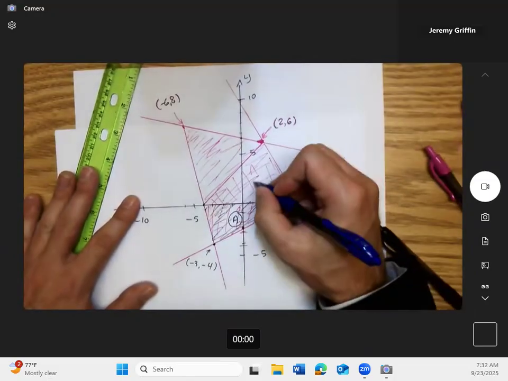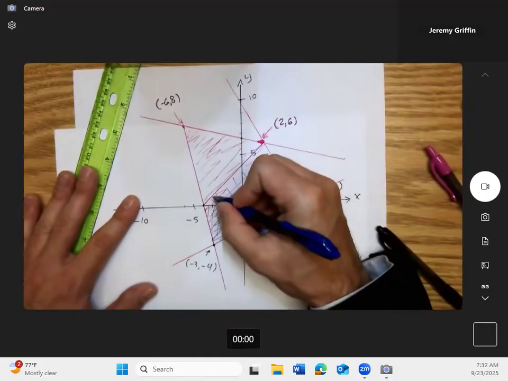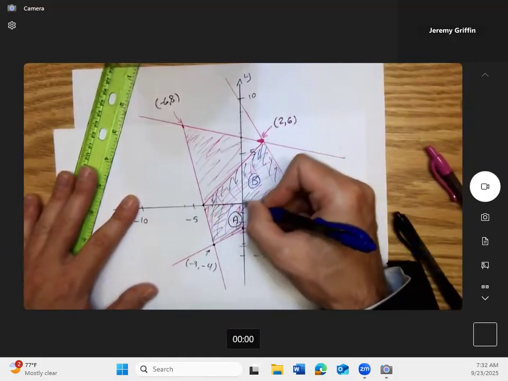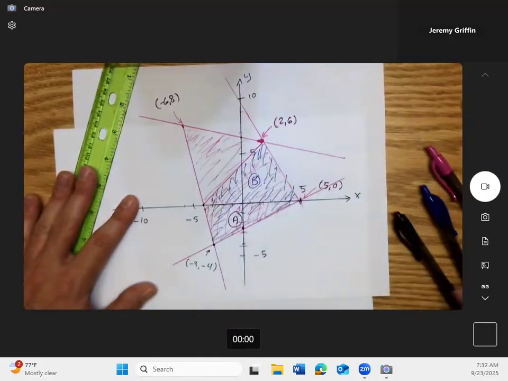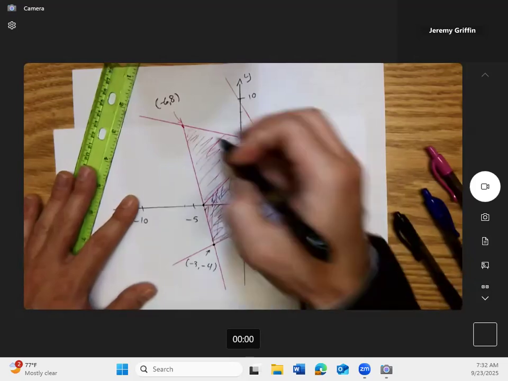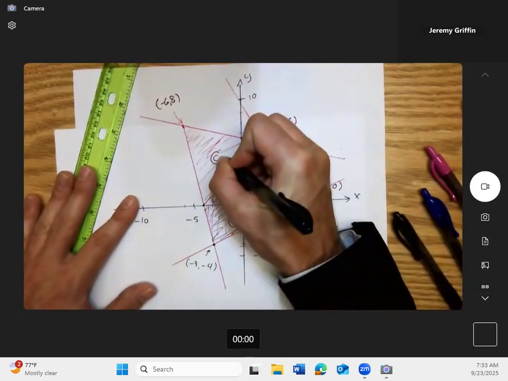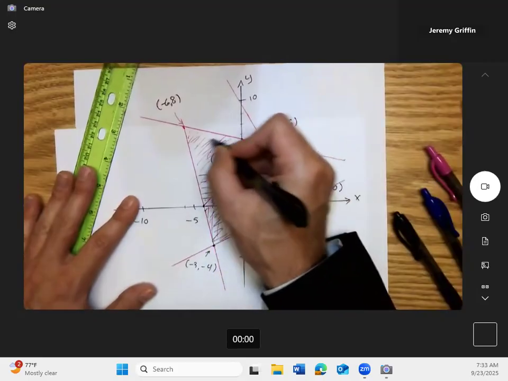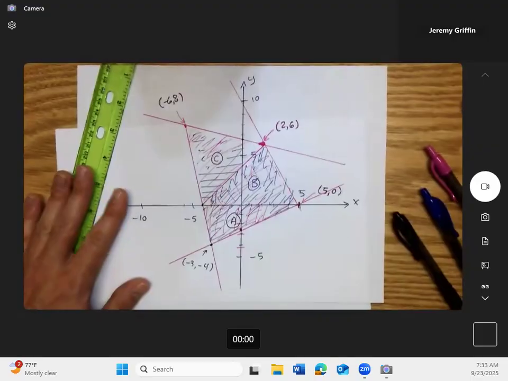Area B could be this triangle right here. B for blue, so that. Okay. And then I'll come back around to this area. I'll call this area C, this weird looking triangle up here. So we'll do that one last.